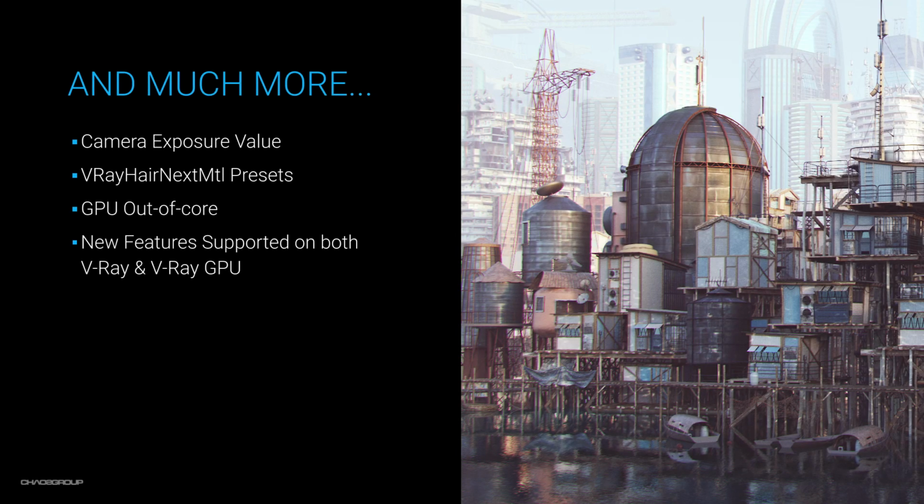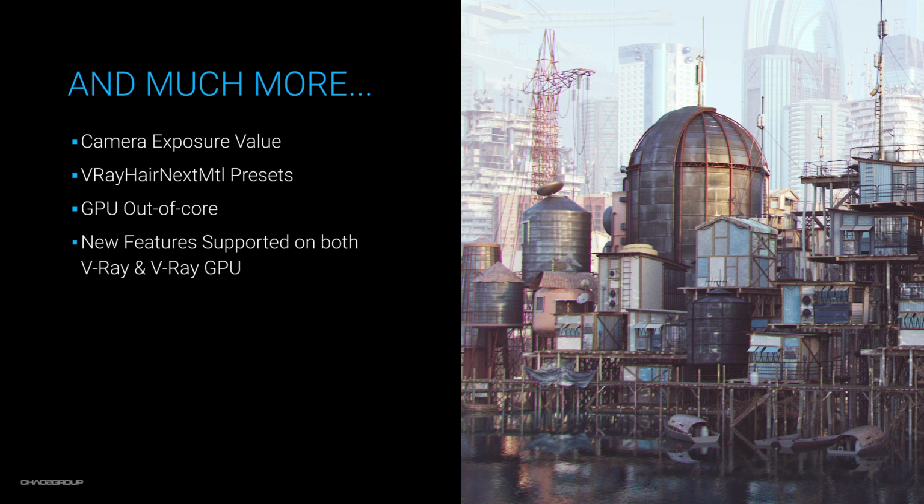But that's not all. We've also added many other features in V-Ray 5, including a new camera exposure value setting. This means you can input a straightforward exposure value to control image brightness. You can then adjust the exposure value while using shutter speed and f-number values for motion blur and depth of field respectively. We've also added material presets to the V-Ray Hair Next material. Now, you'll find a wide selection of natural hair stylings out of the box. You can then customize and tweak the preset's parameters further to find a look that suits your image.